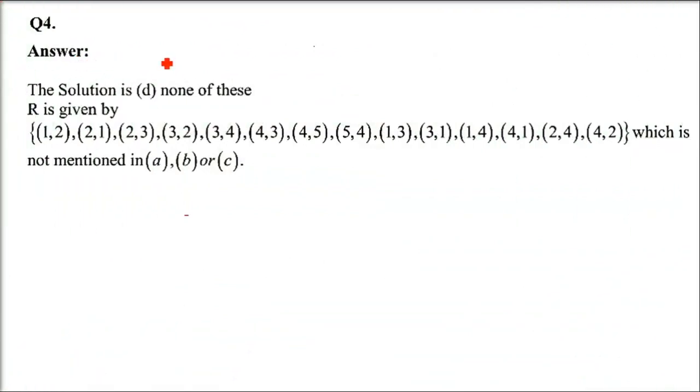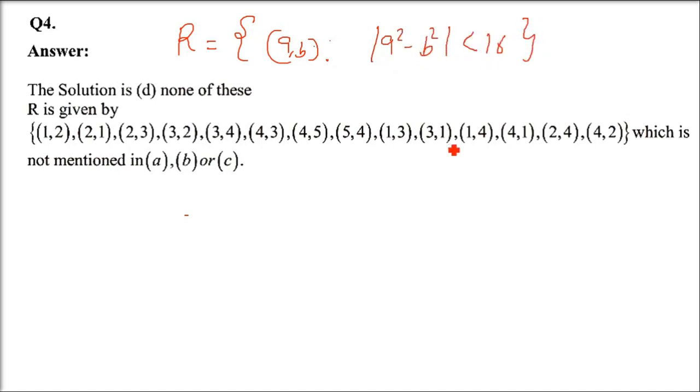Question number 4. The relation R defined on the set A. Let me write the relation first. (A, B) such that modulus of A square minus B square is less than 16. This is given by.